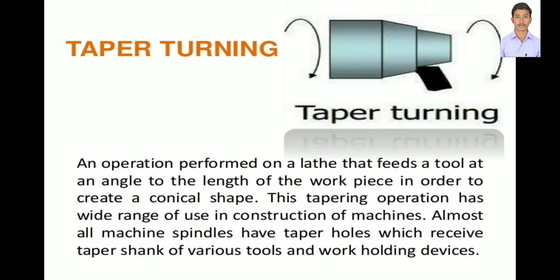Taper turned workpieces are widely used nowadays in our industries, in work holding devices and in many operations. Taper turned products have a conical shape, so one end of the shaft has a smaller diameter and the other end has a larger diameter. So an angle of inclination occurs in the taper turning operation.